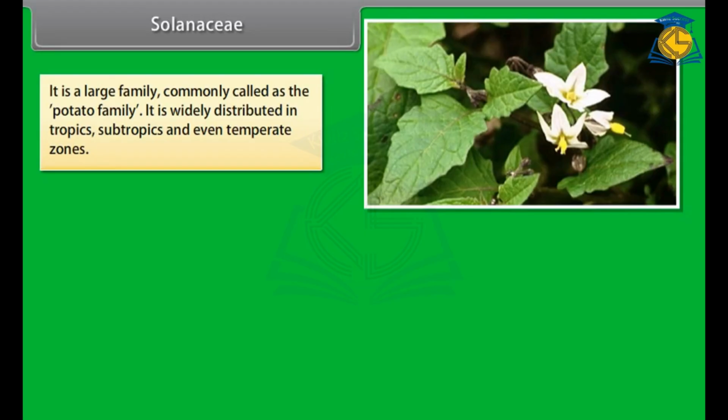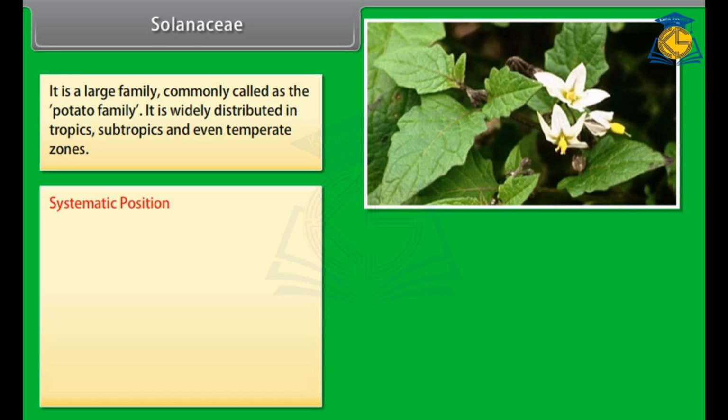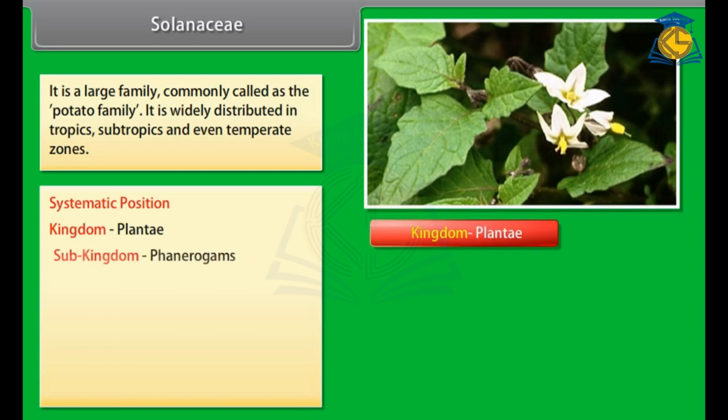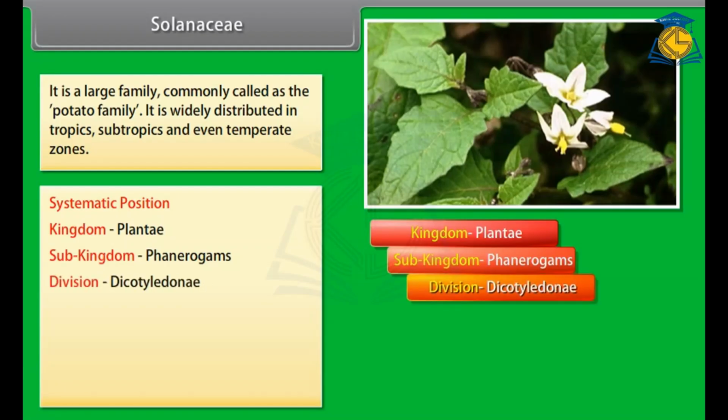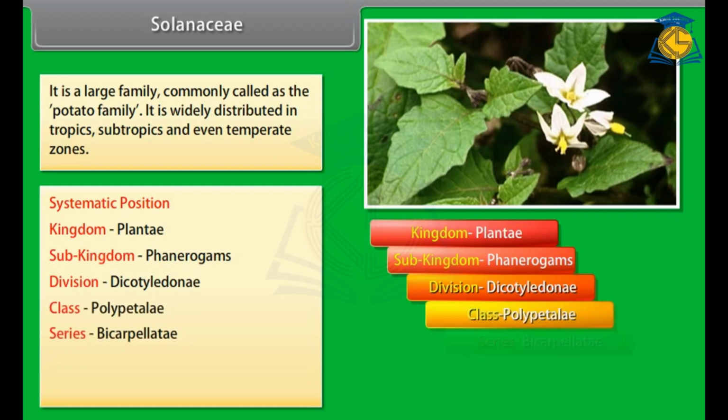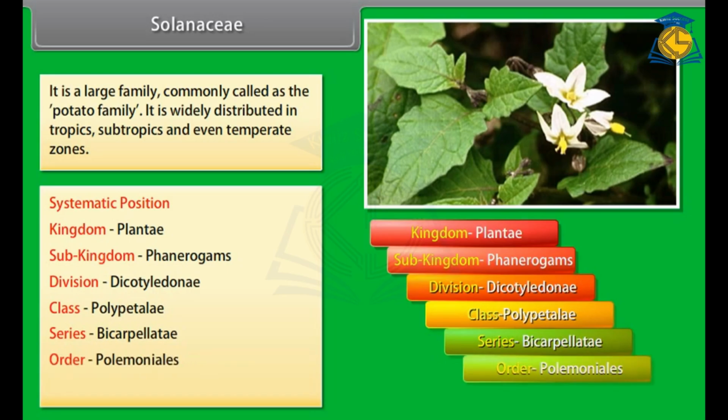Solanaceae. It is a large family, commonly called the potato family. It is widely distributed in tropics, subtropics, and even temperate zones. Systematic position. Kingdom, Plantae. Subkingdom, Phanerogams. Division, Dicotyledonae. Class, Polypetalae. Series, Bicarpellatae. Order, Polemoniales. Family, Solanaceae.